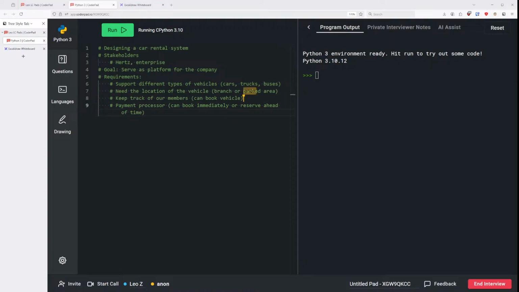Let's say a customer books a vehicle ahead of time. They would have to pay, and then on the day of their booking, they have to rent out the vehicle. But for example, another client books immediately. Does that account for it? I think what I'm saying is, is booking different than renting out?